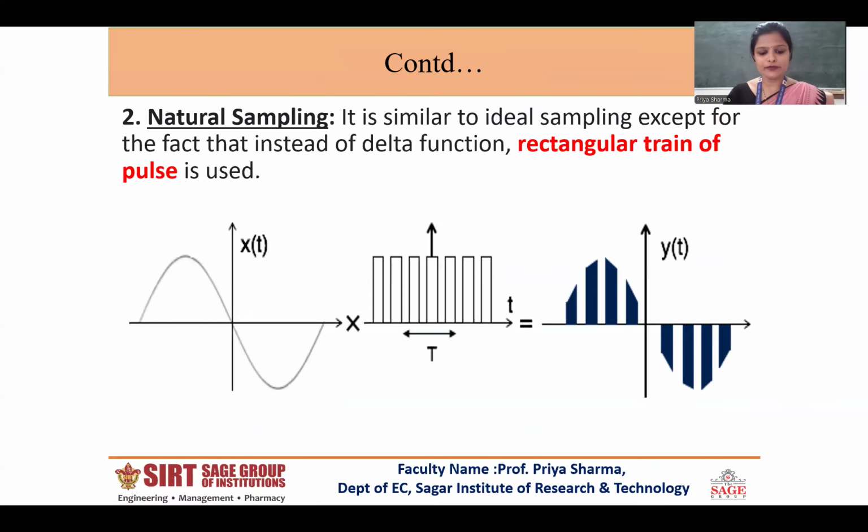Coming to the natural sampling, what is it? The natural sampling is just similar to ideal sampling. The only difference is that instead of using a delta function having a pulse width equal to zero, we use a rectangular train of pulses that contains some width. Like this, it is shown here. This is your message signal. This is the carrier signal, where a rectangular train of pulses is used having some width. And this is how we obtain the discrete form of this signal. So natural sampling is also sometimes called chopper sampling.